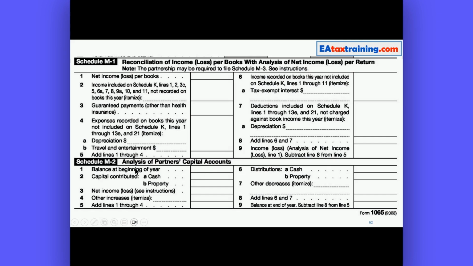And then Schedule M2 is an analysis of the partner's capital accounts. So you're going to start with what their capital account was at the beginning of the year. You're going to account for any increases, account for any decreases, including contributions and distributions, and then you will come up with their capital balance at the end of the year. And again, we'll go into more detail about what increases and decreases capital accounts in a little while.